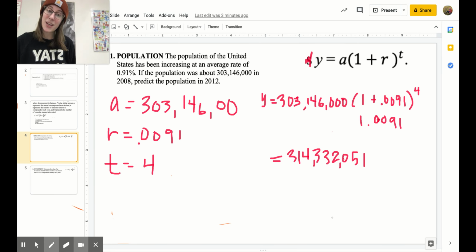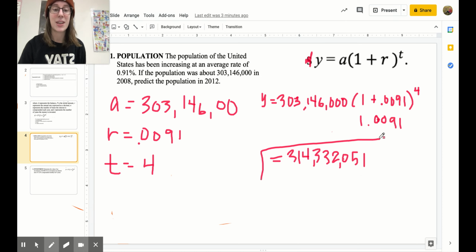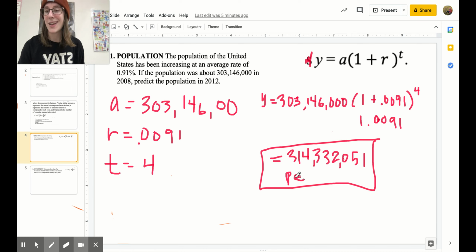This being said, it was increasing. And so from 303 million and some change to 314 million, it is increasing. So we can kind of mentally check that this is probably pretty close. If you get like an answer of 8, probably doesn't make sense. So you can kind of self-check your values here, people.